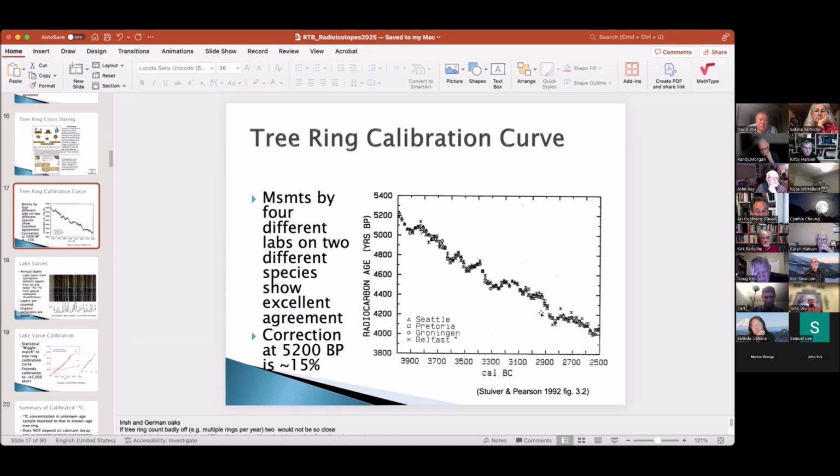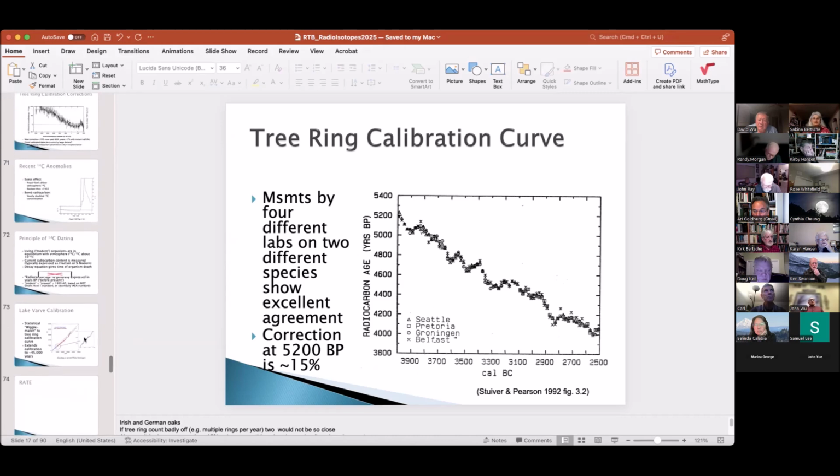Oh, I see. So what method do we use if we want to date something shorter than that? Let's say forensic dating. Someone was murdered and we want to find out if this person died 100 years ago, 50 years ago, 20 years ago. What method do we use?